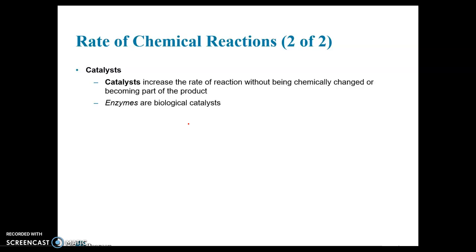Catalysts increase the rate of reaction, and enzymes are biological catalysts. They speed up reaction rates, and they are always proteins. That's important.